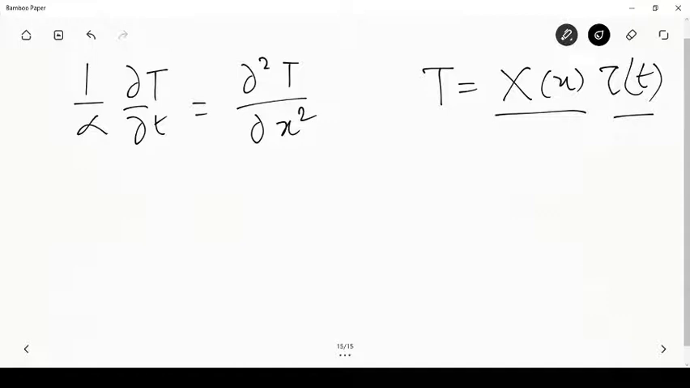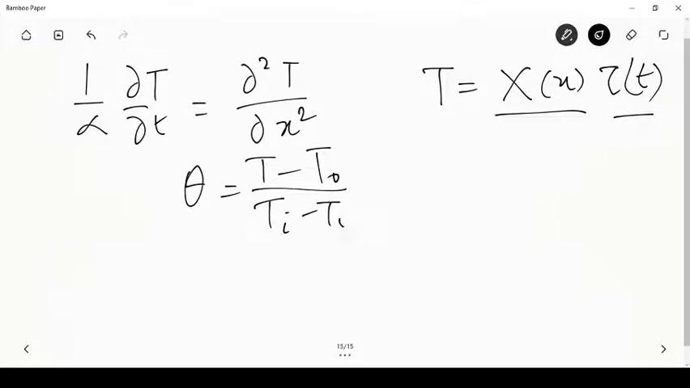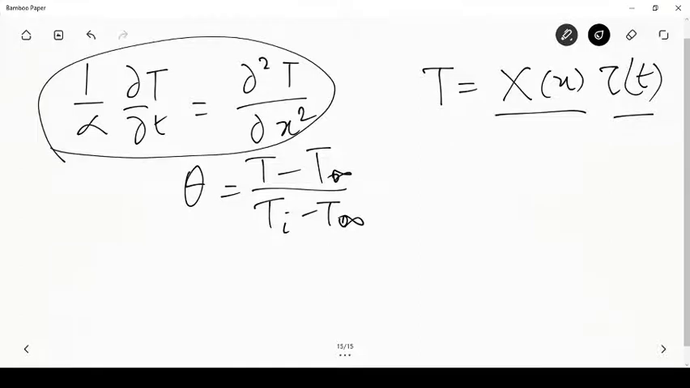Okay, so in the present case, we normalize this equation to write it in terms of theta, which is (T minus T naught) divided by (Ti minus T naught), or rather (T minus T infinity) divided by (Ti minus T infinity), if you would like. This is the function which we will write in place of this T. Anyway, T naught, Ti and T infinity are constants, so this equation can easily be translated to write in terms of theta, and theta you write as a product of these two functions.